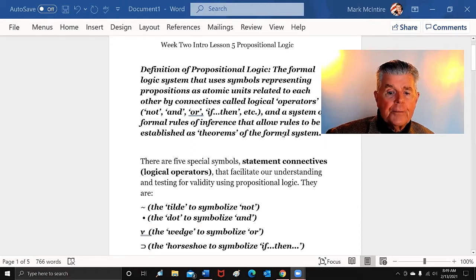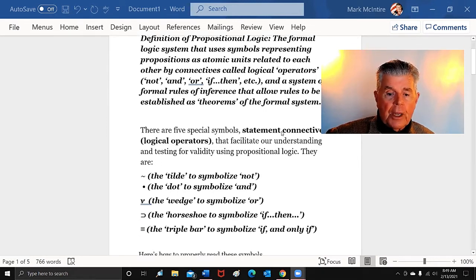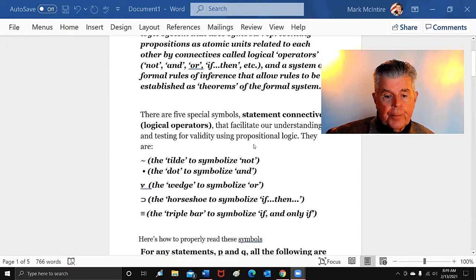Now, there are 5 special logical symbols that connect the propositions within the premises. First of all, we have the tilde, which symbolizes not, the dot, which symbolizes and, the wedge or the V, which symbolizes or, and the horseshoe, which symbolizes if and then, the structure if then. Then there's the triple bar, which is the symbol for if and only if, and the material implication.